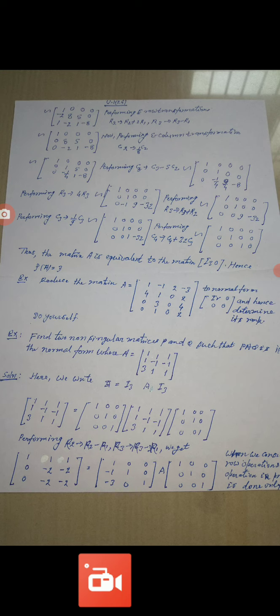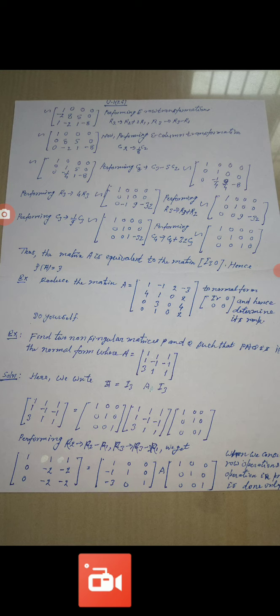Now performing R3 as R3 plus R2, we get 1 0 0 0, 0 1 0 0, and 0 0 9 minus 32. Now performing C3 as C3 by 9, we get in first row 1 0 0 0, in second row 0 1 0 0, and in third row 0 0 1 minus 32.